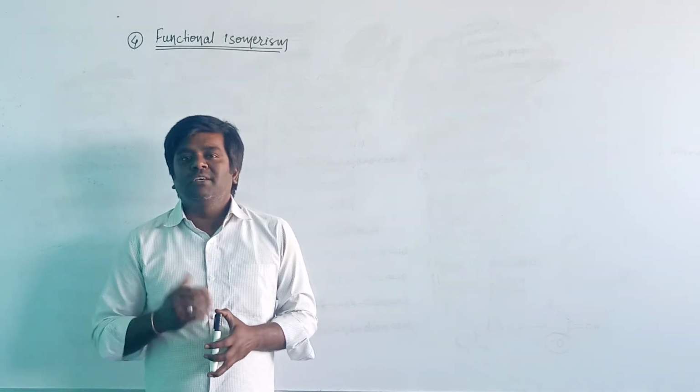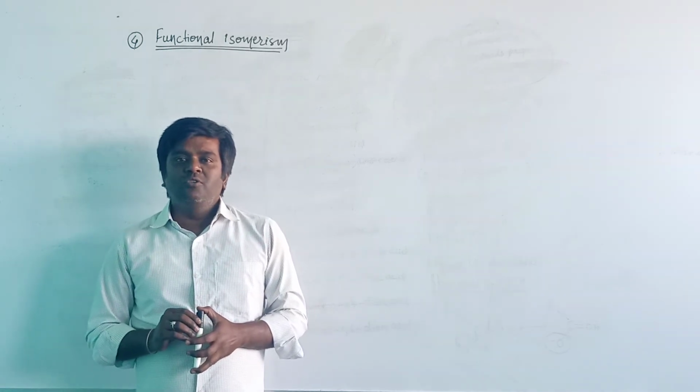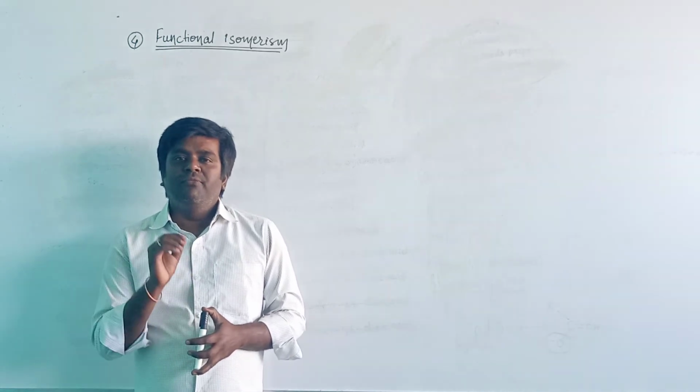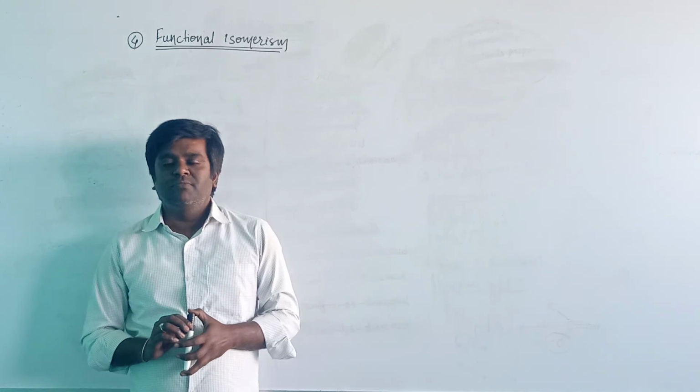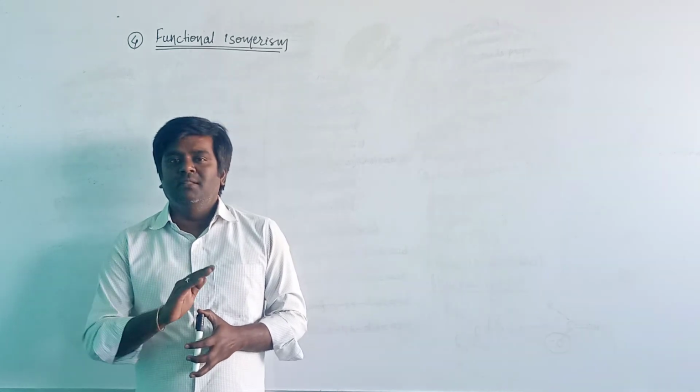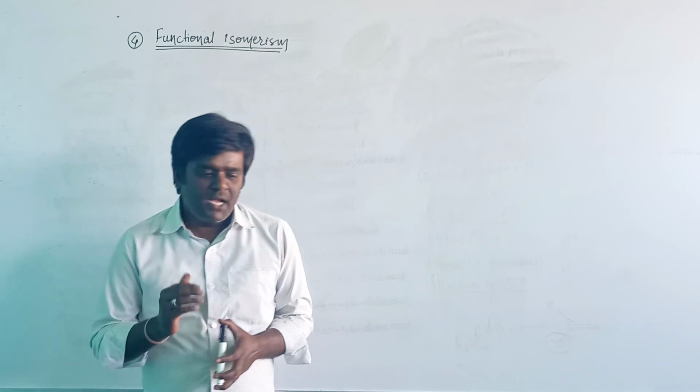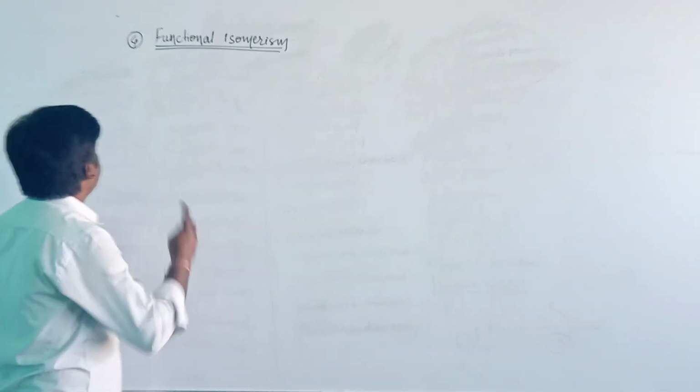Once again, I will repeat here. The compounds having the same molecular formula but differing in the functional group are known as functional isomers, and that process is known as functional isomerism. Then let us see the example here.